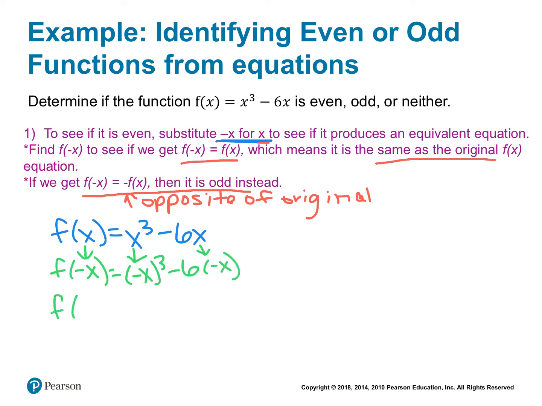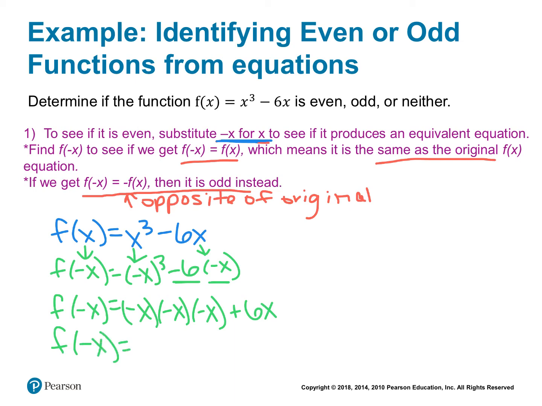We get f of negative x is equal to, well, a negative x times negative x times negative x. Let me just write it out so you know why we get the answer we get. That's what negative x to the third means. Then I have minus 6 times negative x, so that turns into a positive 6x. So if I simplify that, I have f of negative x equals a negative times a negative times a negative is a negative x to the third plus 6x.